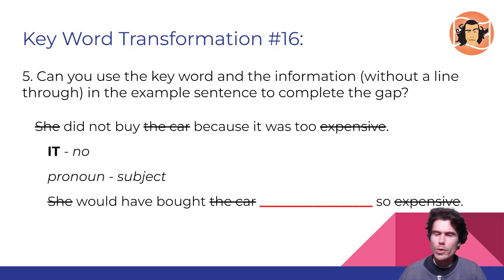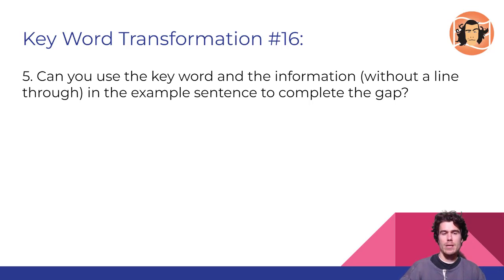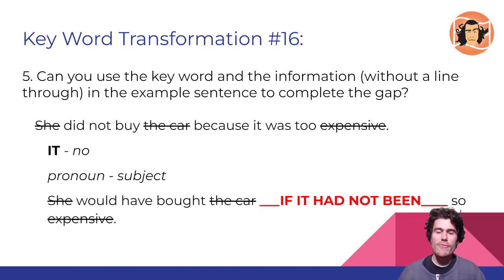So, what you need to do now is to try to fill in the gap, using the word it and the information without a line through in the example sentence. So pause the video and try to do that. And when you're ready, press play, and we'll see what words I've written in the gap. Okay, so I wrote the words, if it had not been, in the gap. Don't worry if you've written different words. You can still use the next steps in my technique with your words, or you can do them with the words that I've written here.